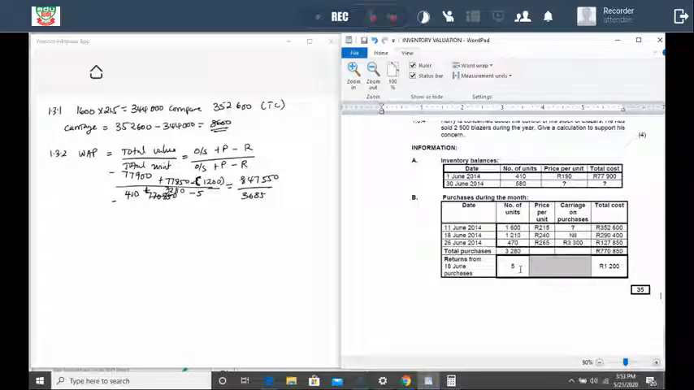This is the weighted average price that we were looking for. So let's calculate the value of closing stock using the weighted average price method. Okay, so we've gotten the weighted average price. Now we multiply by 580. This 580 is the unit left. So this will give us 1,333,400.